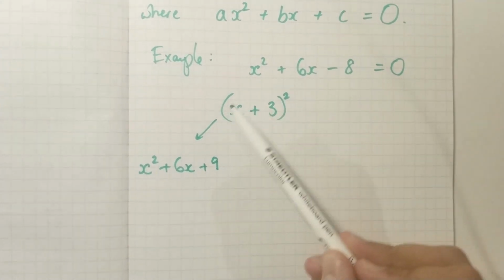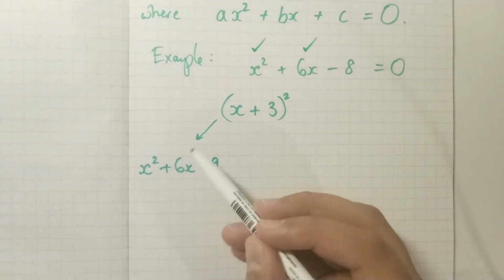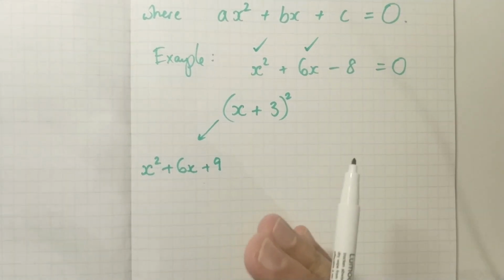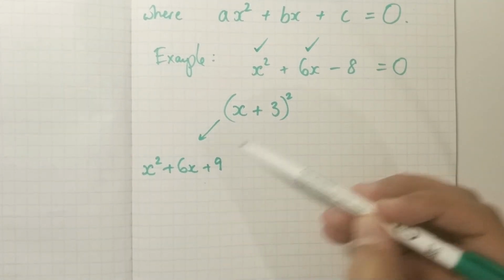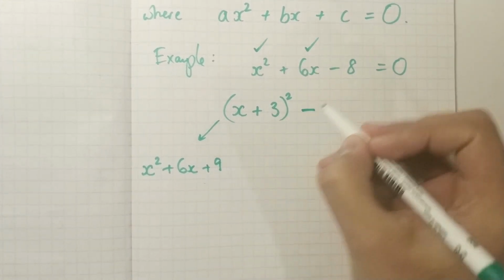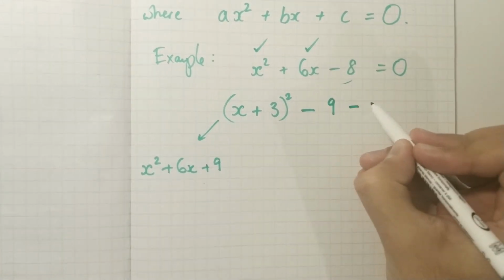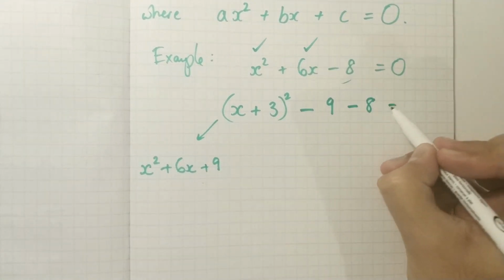So really, this bit here gives me the first two for free. It gives me the x squared and the 6x, but it also gives me a plus 9, which I don't really want. And notice that this 9 came from the fact that it's just 3 squared. So I'm going to subtract this 3 squared, or the 9. And then I'm also going to take away the plus 8, because that's still there. I haven't done anything with that. And that's going to now be equal to 0.